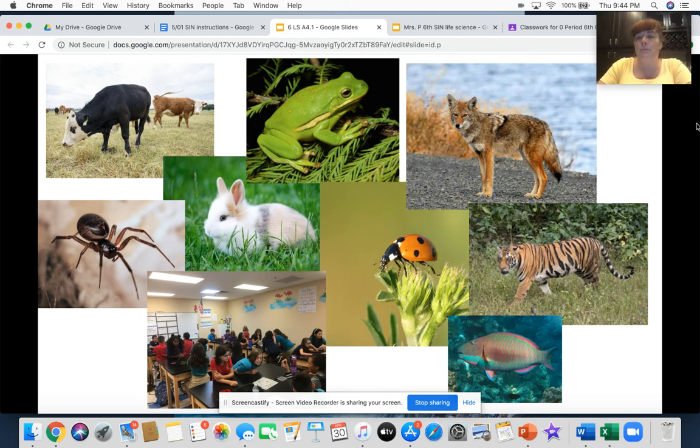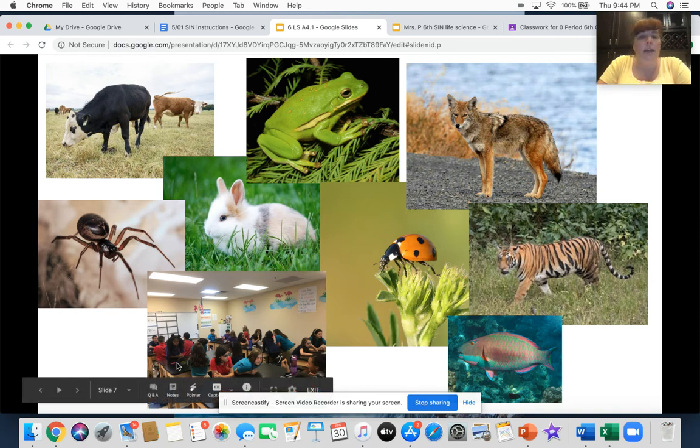Okay, so here are some examples of some consumers. So I've got my cow, I've got a frog, I've got a coyote. So this one's a local. I've got a tiger, he's not a local. Okay, ladybugs, insects. Many insects are consumers. Ladybugs eat another kind of insect called aphids. Aphids eat plants. So there's the chain. Okay, I've got, I think it's a parrotfish, but I'm not sure. Oh, look, I've got us. Humans are consumers. I've got a spider. I've got a bunny. Okay, so there are different levels of consumers.